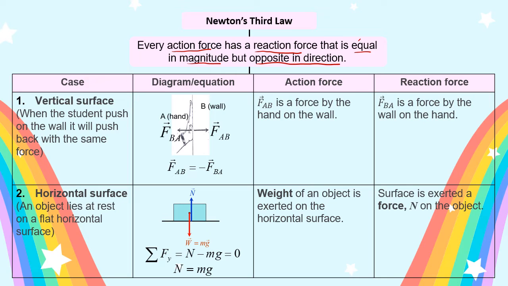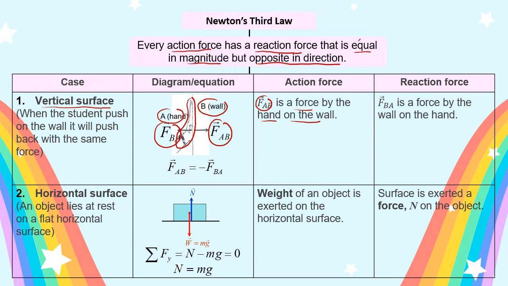The first case is a vertical surface. You can see the diagram here. Let's say A is the hand, B is the wall. When the student pushes on the wall, it will push back with the same force. So we label it as FAB to the right and FBA to the left. The action force is FAB. FAB is a force by the hand on the wall.